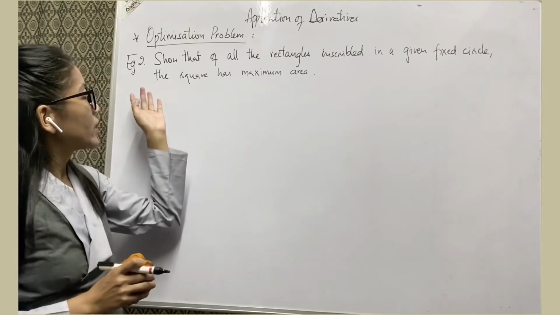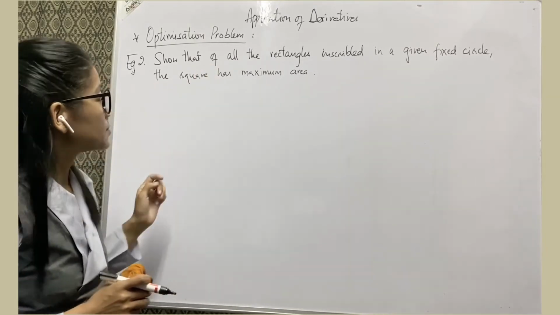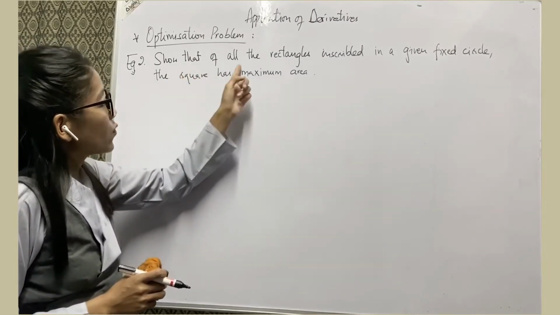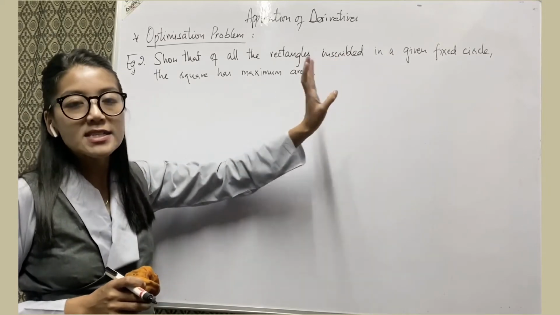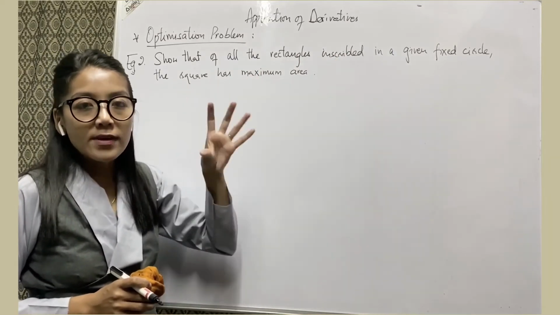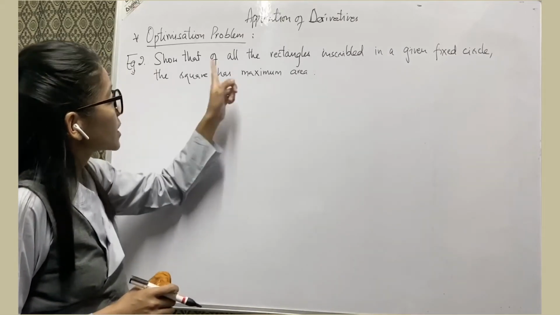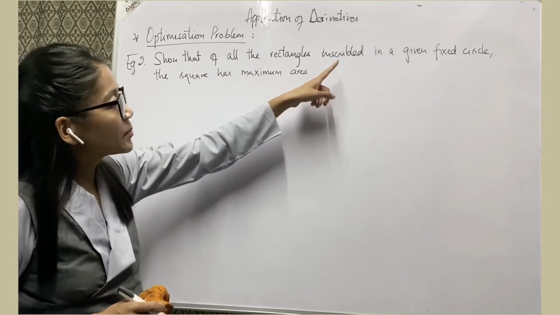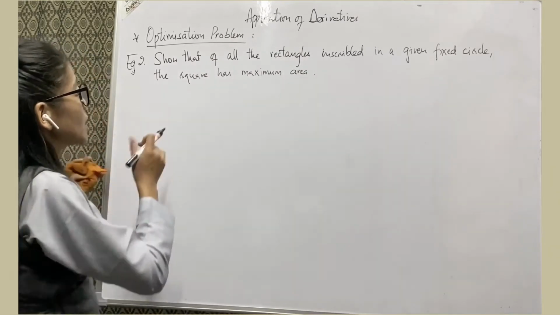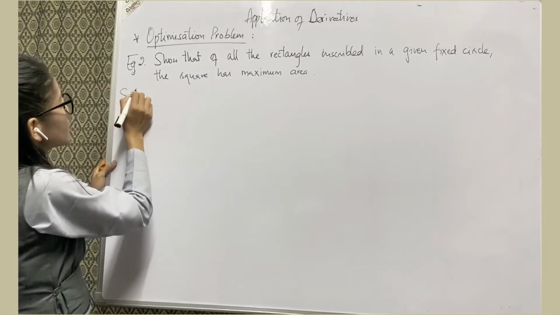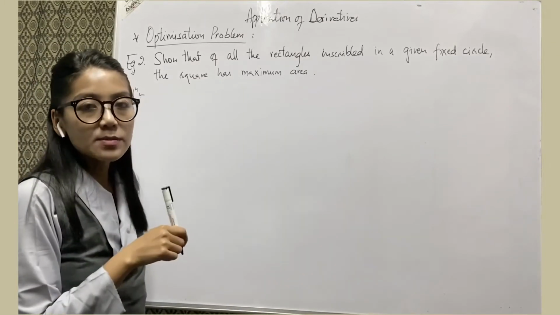Now we shall look at the second example, and I've taken it from the mensuration concept. Show that of all the rectangles inscribed in a given fixed circle, the square has maximum area. Now when I say given fixed circle, it means a circle whose radius is given. So now we are going to find that. By the question you must be clear that area is to be maximized, right?